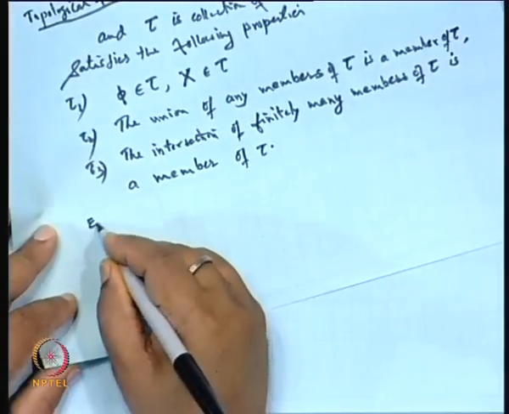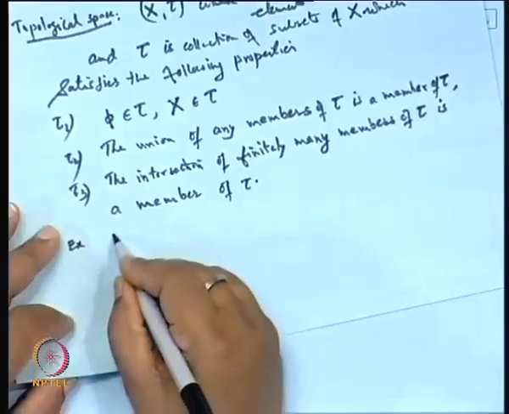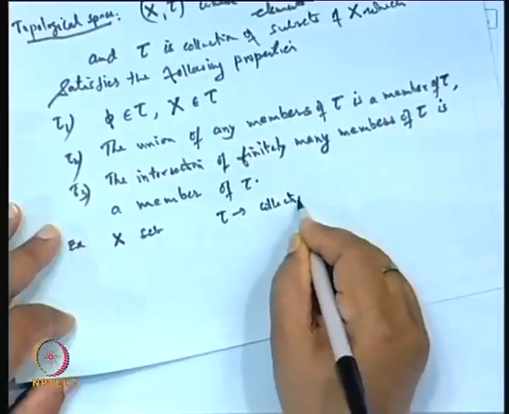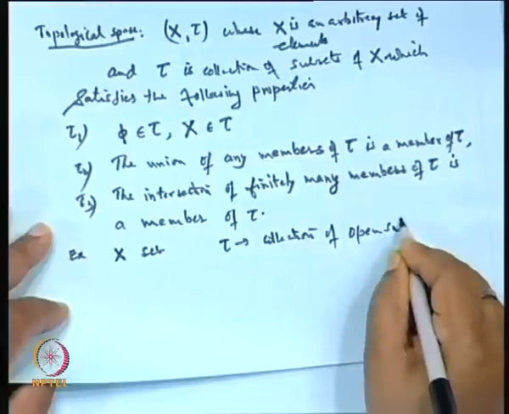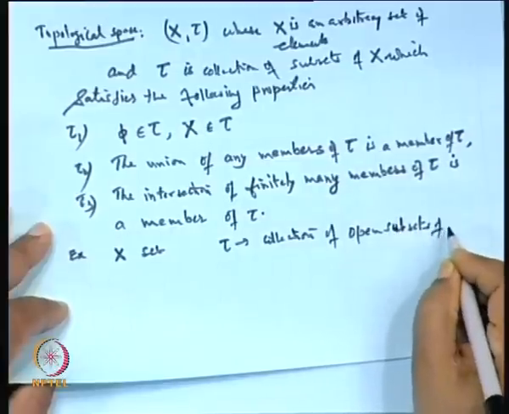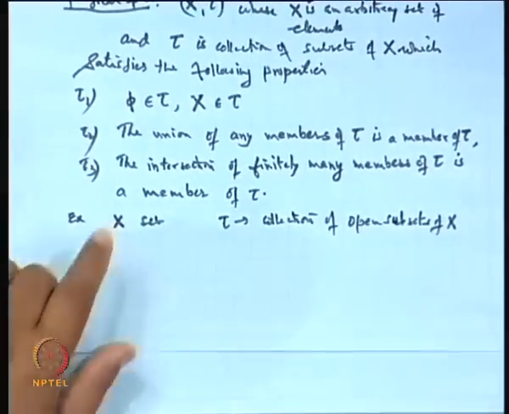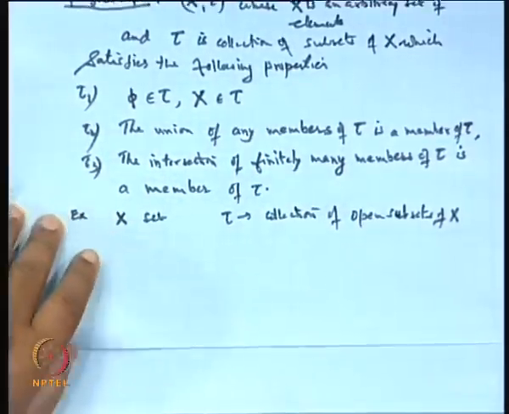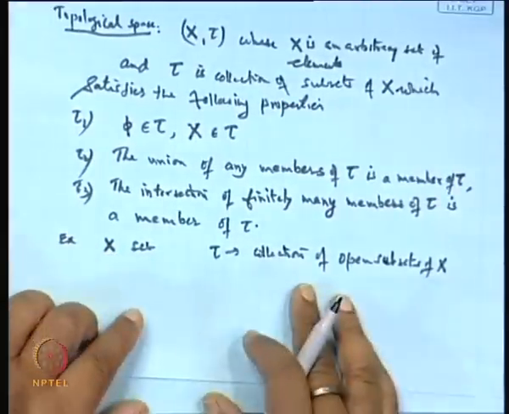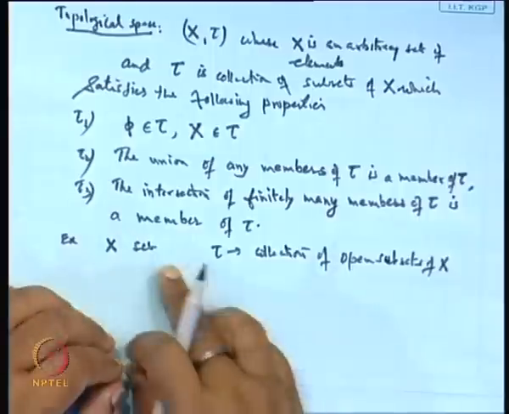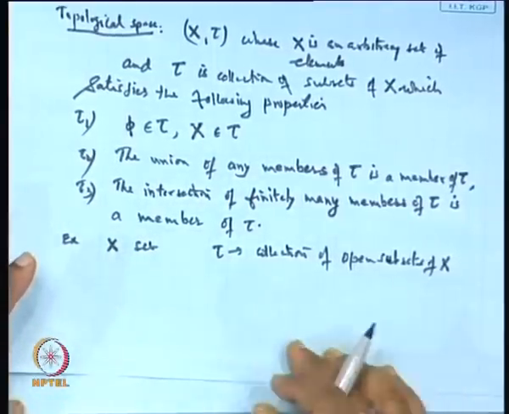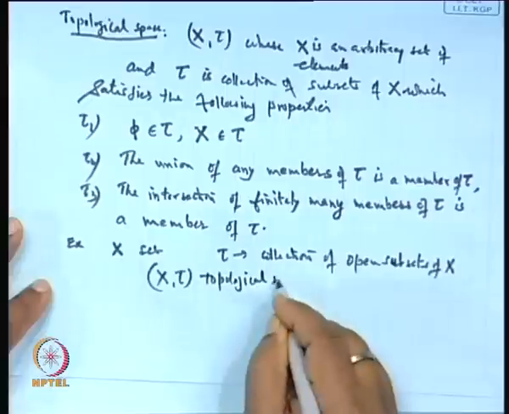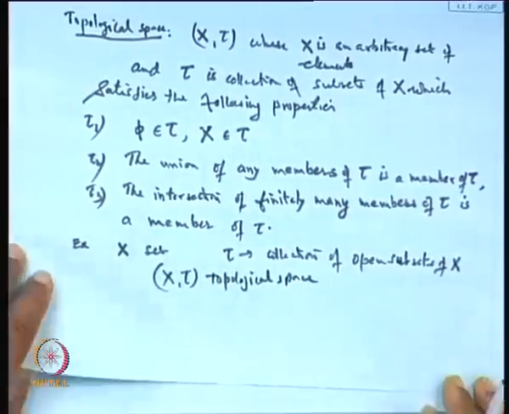In fact, as a general result, suppose X is any arbitrary set and tau is the collection of open subsets of X. Then obviously the empty set is an open set and X is also an open set, because these are the two trivial cases. Then the union of any collection of open sets is again open, and the finite intersection of open sets is open, which are well-known results. So, this set X with tau will be a topological space. Clear? So, the collection of all the open subsets of X will form this.